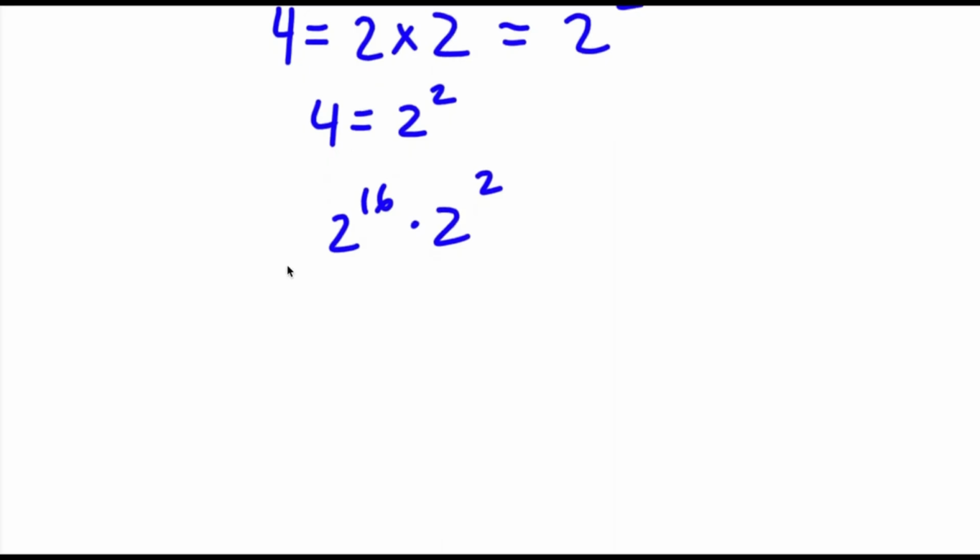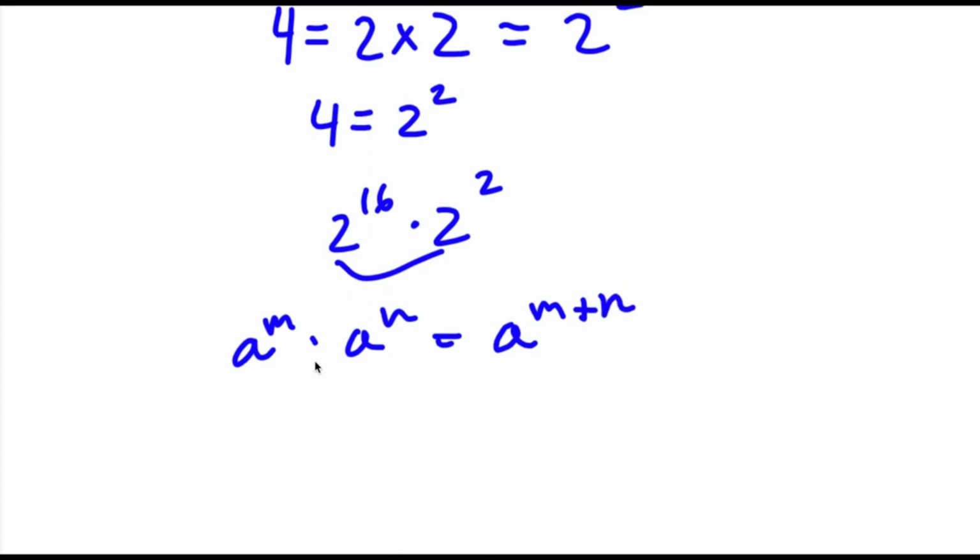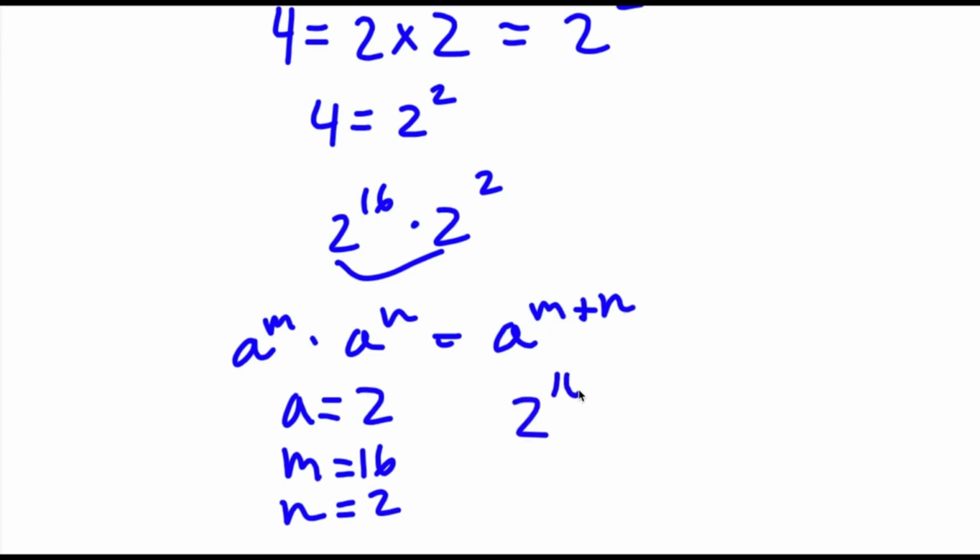Now, when I'm multiplying two exponents with the same bases, let's say I have a to the power of m times a to the power of n, this is actually equal to a to the power of m plus n. So in this case, a is 2, m is 16, and n is 2 as well. So I'll have a to the power of m plus n, which is 2 to the power of 16 plus 2, which is equal to 2 to the power of 18. So 2 to the power of 18 is our answer.